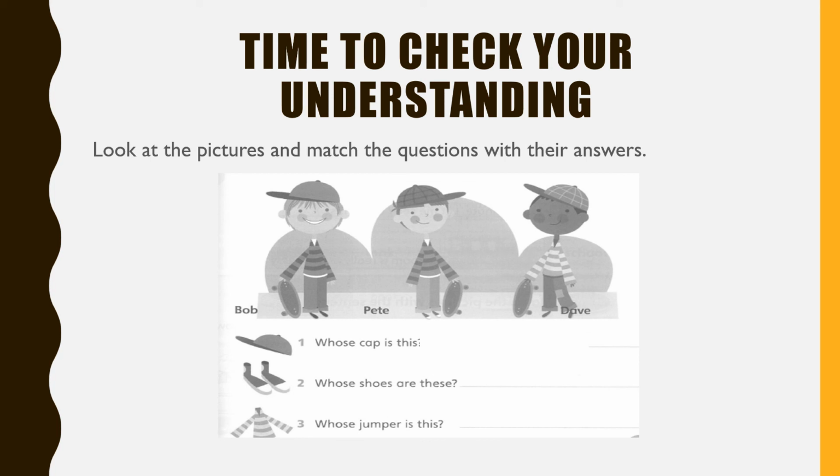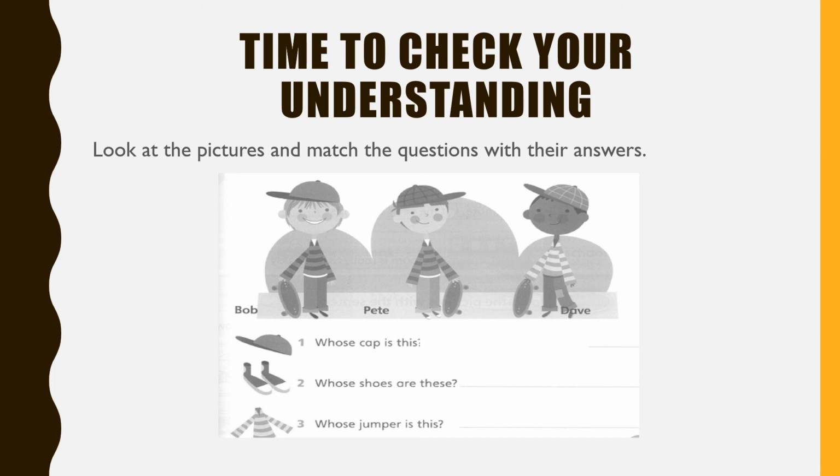Here is another exercise. It's very simple. You can see there are 3 boys in the picture, Bob, Pete and Dave, right? And there are 3 questions and you just have to look closely at the things they are wearing and then answer these questions. Whose cap is this? So the cap right here, who do you think it belongs to? You could answer it's Bob's, it's Pete's, it's Dave's, right? It depends on if you identify it correctly, right?